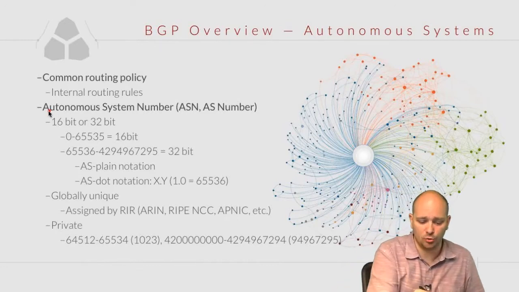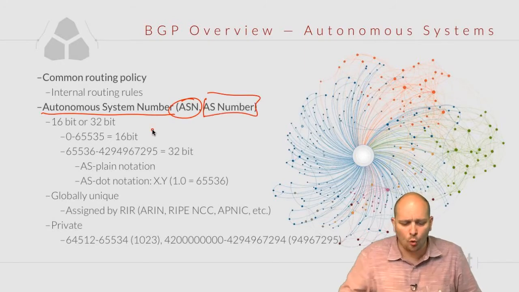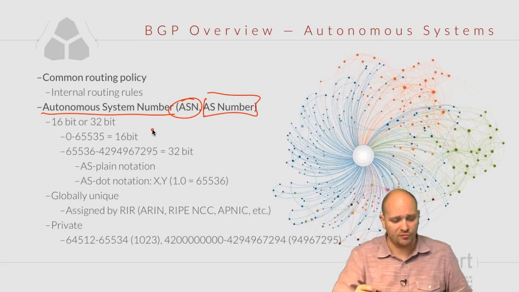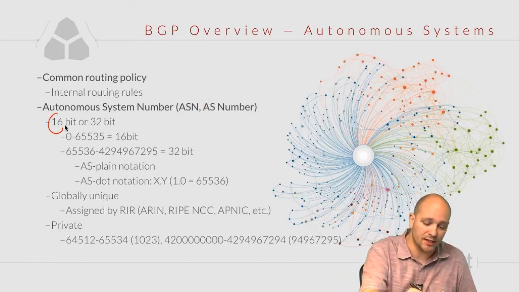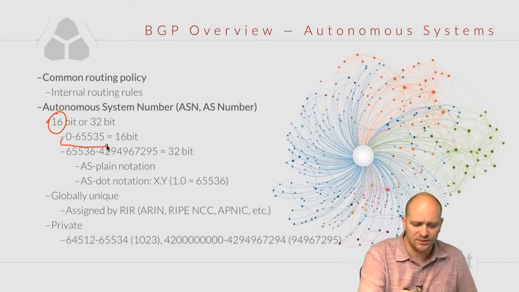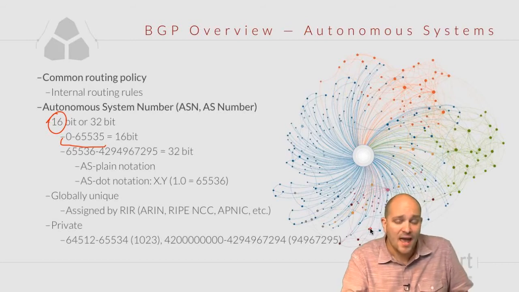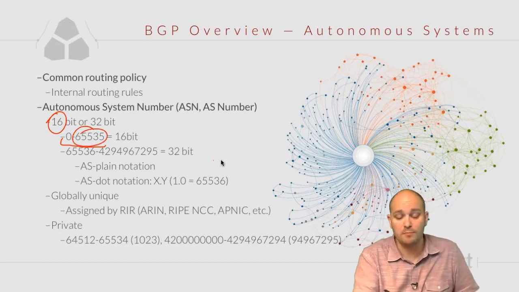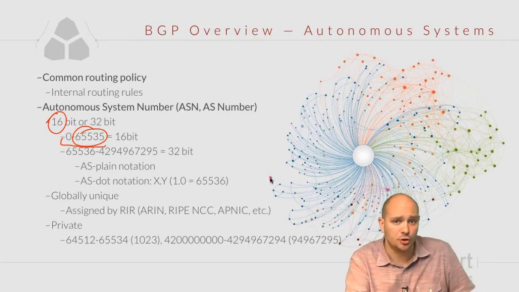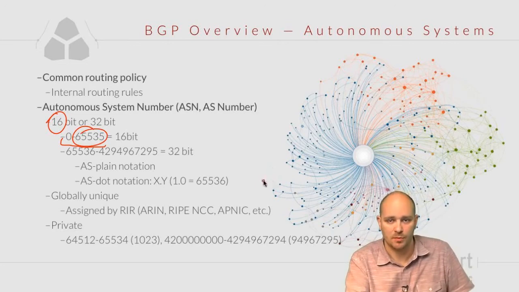These entities or autonomous systems are in the BGP routing identified by a number. This number is called the autonomous system number, or sometimes simply ASN, or the AS number. There are two forms of the AS numbers. Traditionally, the AS number was 16 bits long, which gave us possible values from 0 to 65,535. However, there are actually more than this many autonomous systems in the world today, so we started running out of autonomous system numbers.